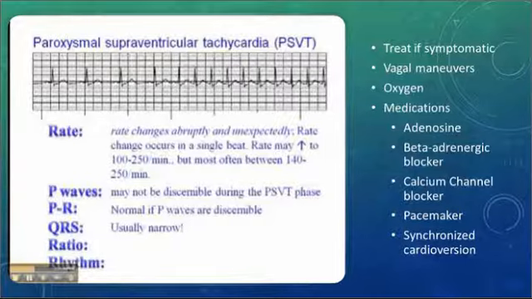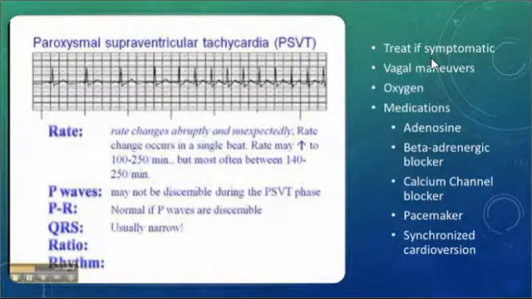They suddenly go into this rapid rhythm that has the same deflection as the others. It's going in the same direction. You can tell it's not wide and bizarre, so it's not going through the ventricles, but it is very, very rapid, usually between 140 and 250. Very, very rapid supraventricular arrhythmia. So it can be PSVT or an SVT.